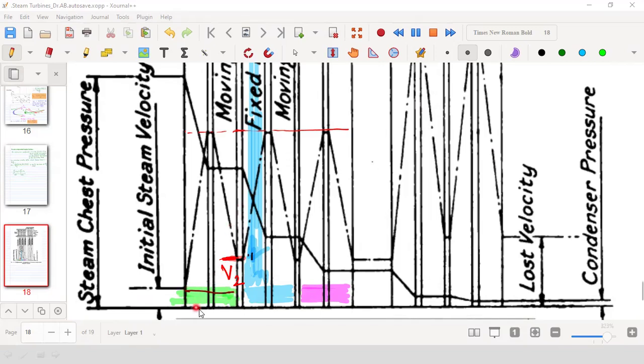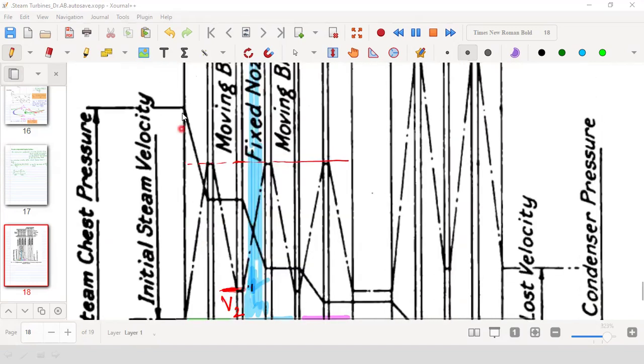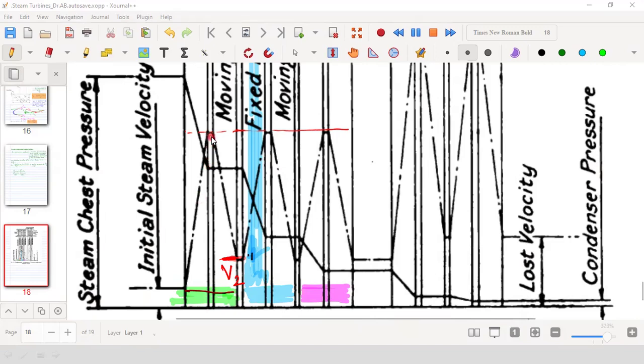That means the green is stage one, then this light blue color is stage two. Again, the magenta color is stage three. So one by one, please follow stages one, two, and then three. In stage one, there is a pressure drop in the nozzle, that is this fixed nozzle. Then in the blade passage, there is no pressure drop, but only velocity drop. In the nozzle stage, velocity increases due to pressure drop as the nozzle cannot move.